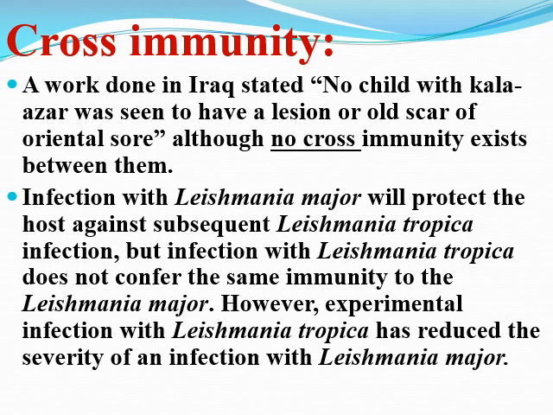Also, infection with Leishmania major will protect against Leishmania tropica, but is this not vice versa? In other words, Leishmania tropica does not confer the same immunity to Leishmania major. However, experimental infection with Leishmania tropica has reduced the severity of an infection with Leishmania major. So infection with Leishmania major gives immunity against Leishmania major and Leishmania tropica, but infection with Leishmania tropica does not give immunity against Leishmania major, only against Leishmania tropica, though it reduces the severity of infection with Leishmania major.